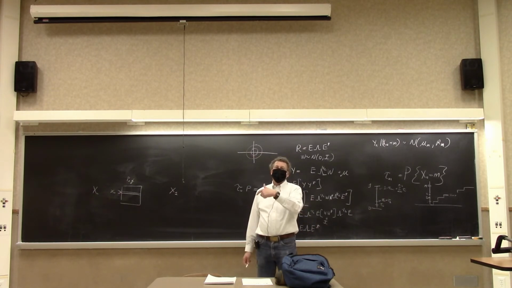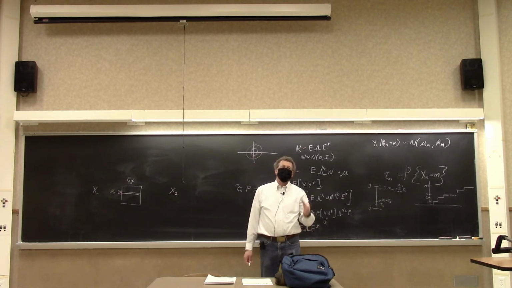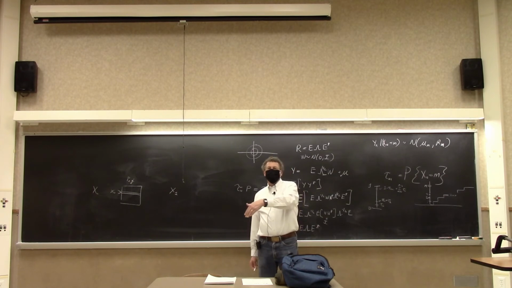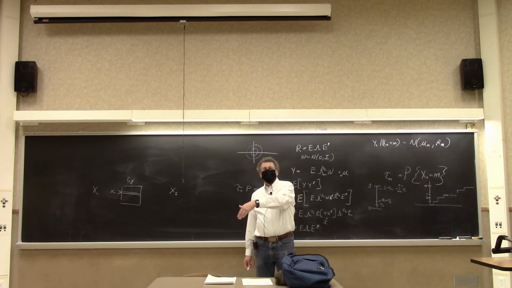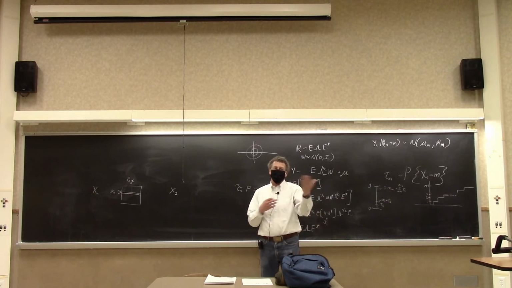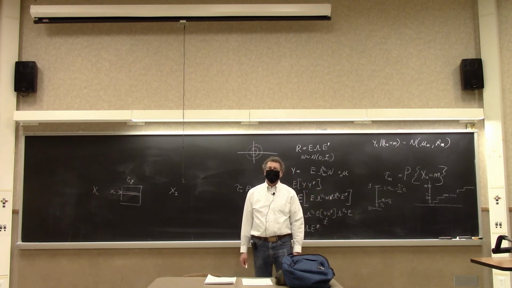You generate a random variable with an exponential distribution. Take its square root, I guess. Then you transform from polar coordinates to rectangular coordinates, and you get a pair of Gaussian random variables. Okay.